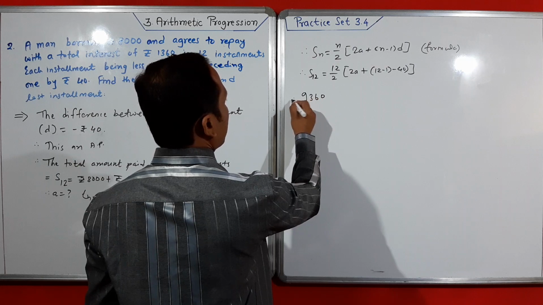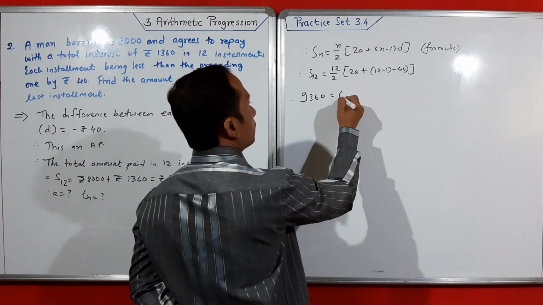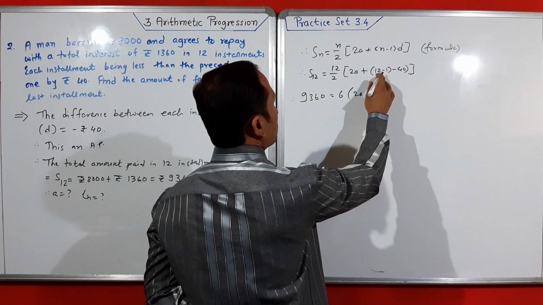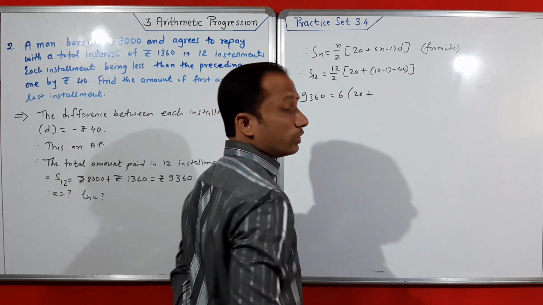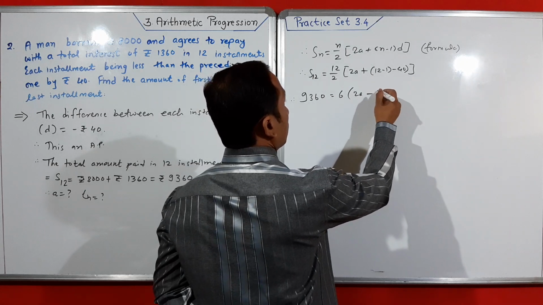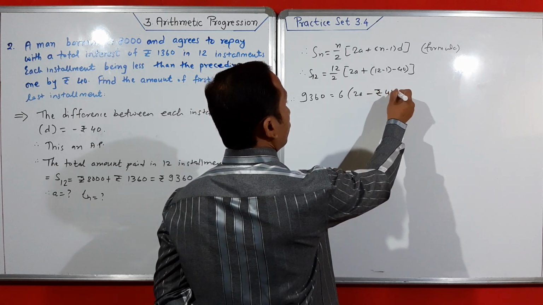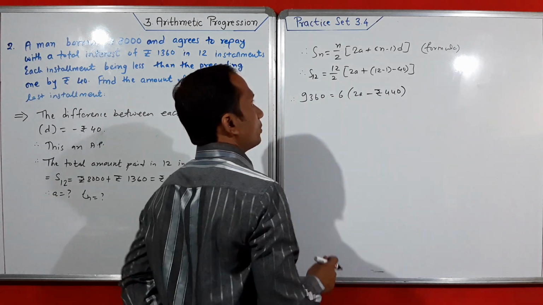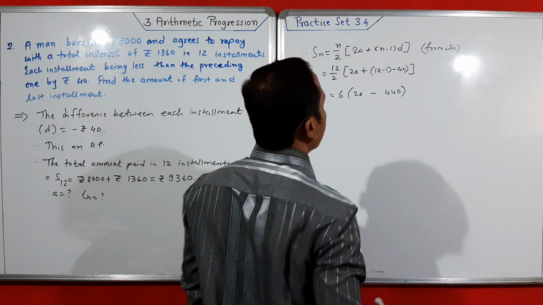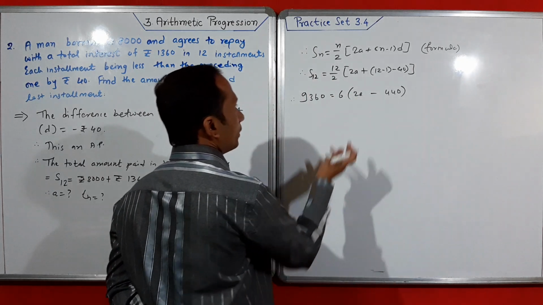9,360, this is given. Therefore here is 6 and here is 2A, and this is 12 means 11 minus 40. Minus this, I am writing here minus 400, like this.